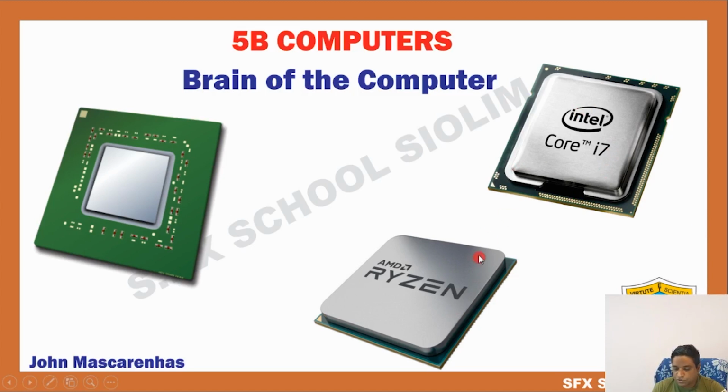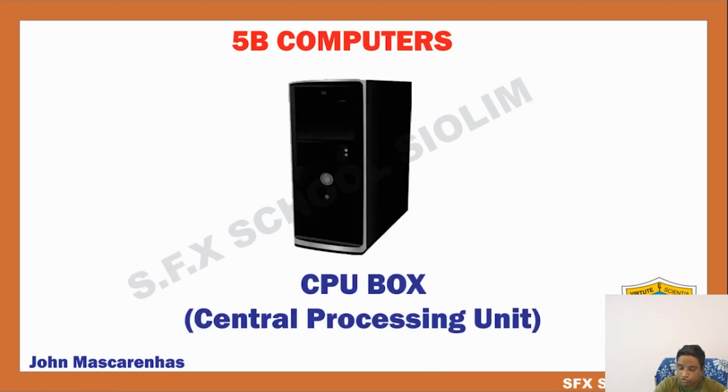In the market, Intel and AMD are available. Two types of CPUs are available in the market, Intel and AMD. These are the old types of CPU, Pentium 4, Pentium 3. I will show you all three types of CPUs in the class. So this is called the brain of the computer. This is called the CPU. Understood? And this box is called the CPU box.